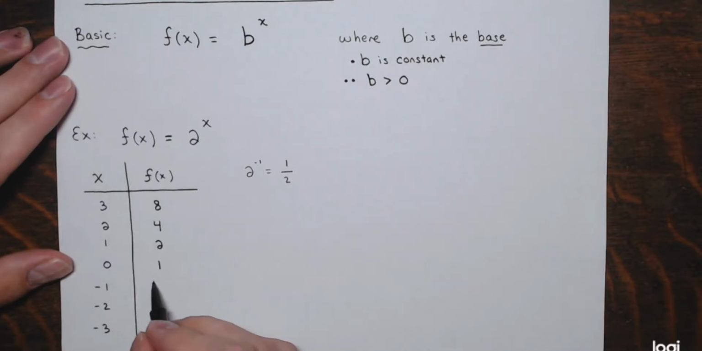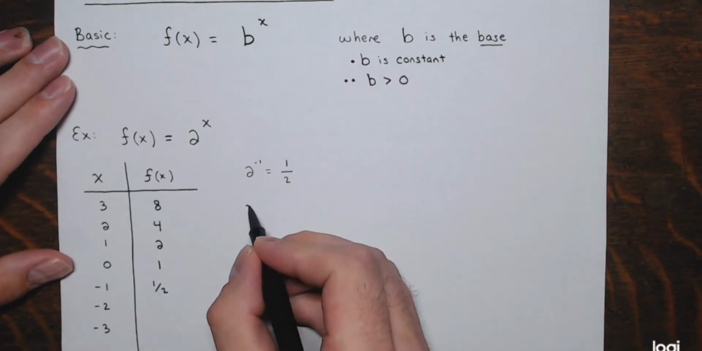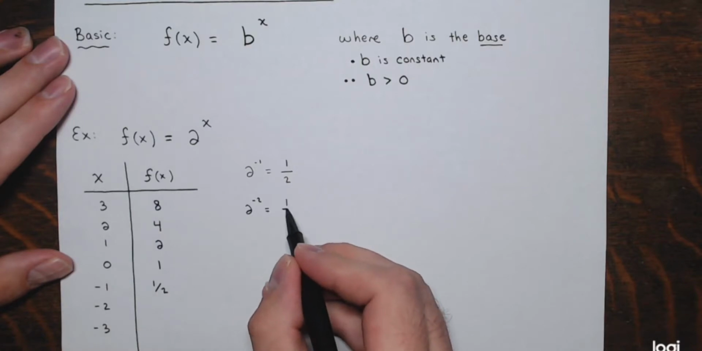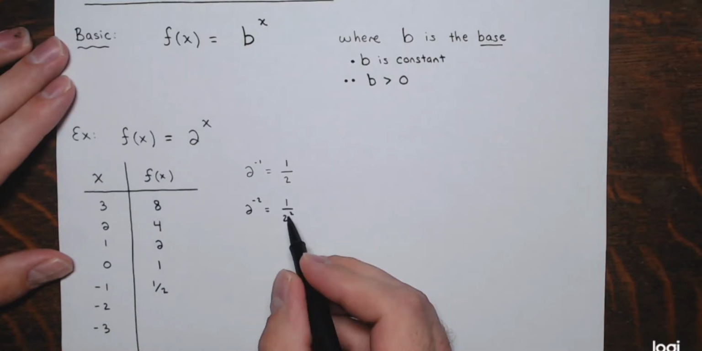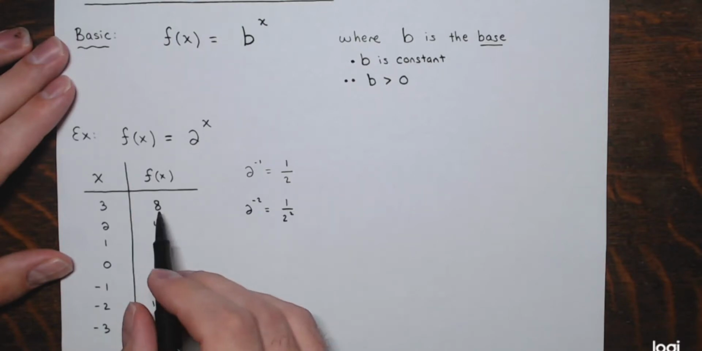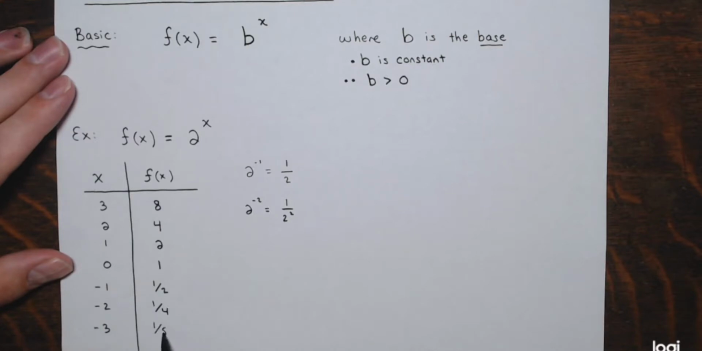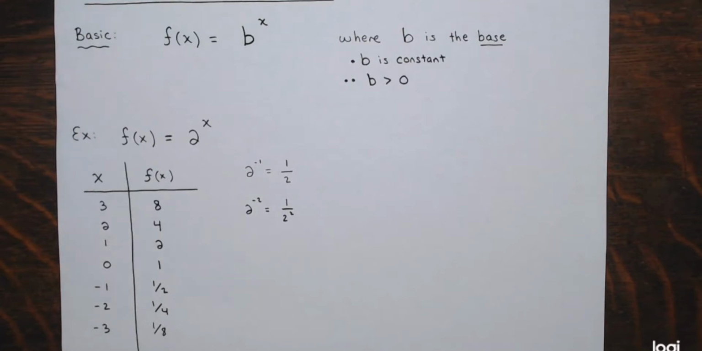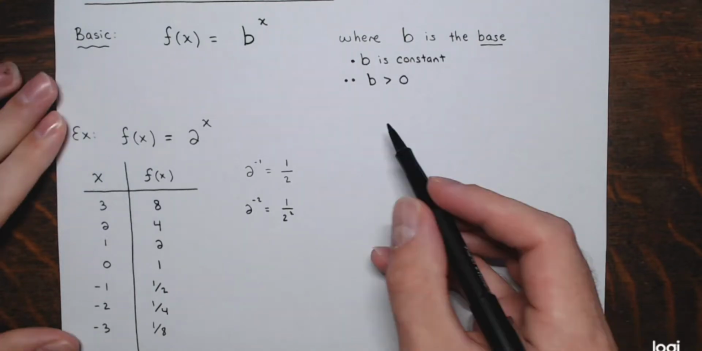So we get 1/2 when I plug in -1. And 2 to the -2 power, replacing x with -2, is 1 over 2 to the +2, or 1 over 4. So you see that 2 to the -2 is just the reciprocal of 2 to the +2. And 2 to the -3 power would be the reciprocal of 2 to the +3, so 1/8. But always positive. Notice my outputs here are always positive numbers. And then I go to graph.